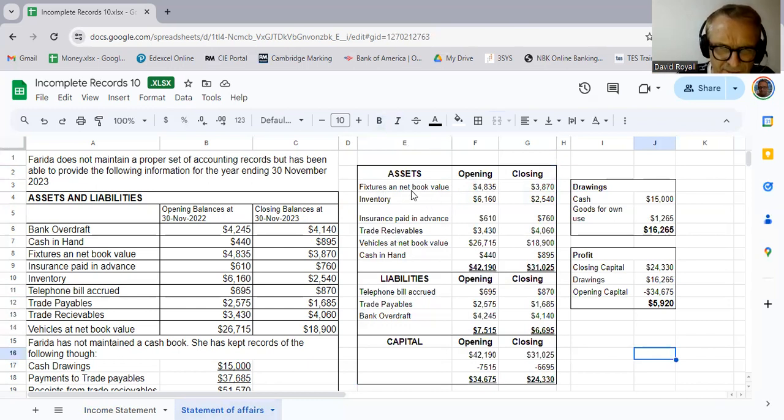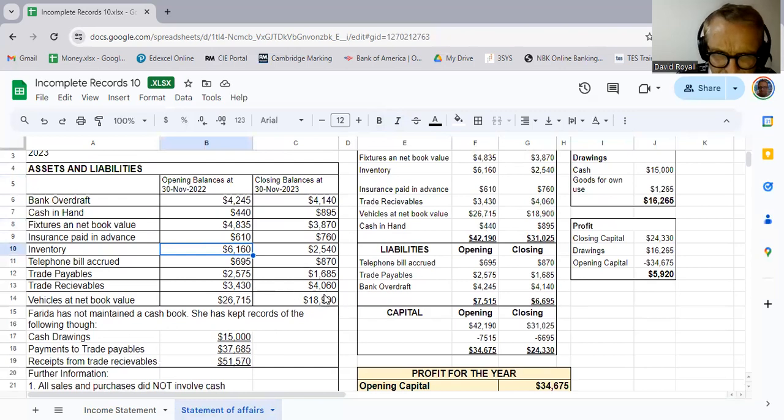Okay, well, on the assets, read through it. Okay, we've got fixtures, inventory. So we've got opening, closing, insurance paid in advance. Remember, that is very much an asset. Trade receivable. So here are the assets added up. That's for the beginning. And that's at the end, the closing. Liability is exactly the same. These figures are just lifted straight from the information given.